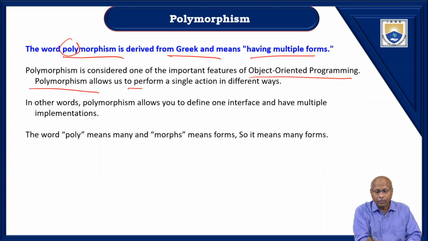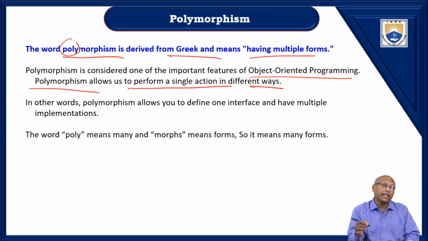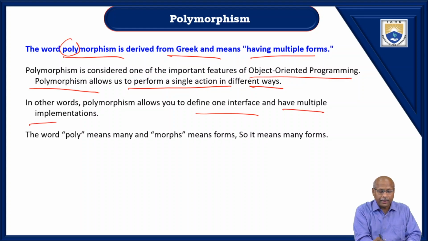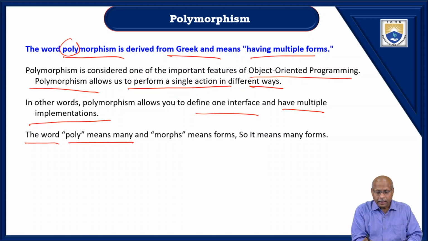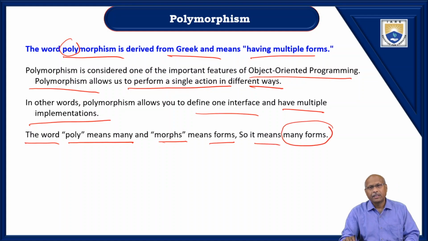Polymorphism allows us to perform a single action in different ways. Same action but different ways. In other words, polymorphism allows you to define one interface and have multiple implementations. Interface one, but implementation in multiple forms. So poly means many, morphs means forms. It means many forms, one name with many actions. Whenever such a concept is available in any language, that language becomes more powerful. So one of the important features of OOPs is polymorphism.